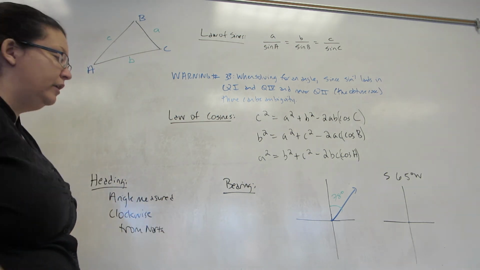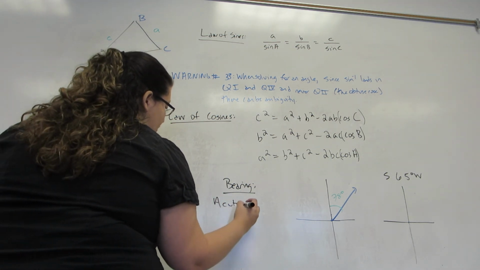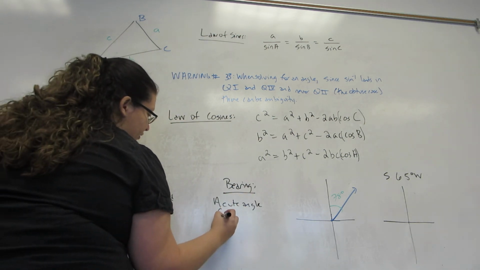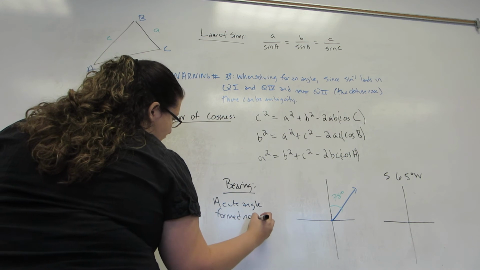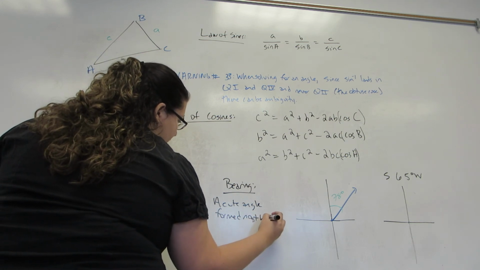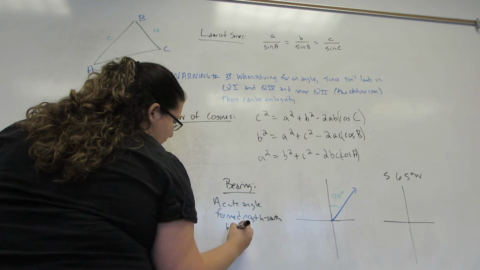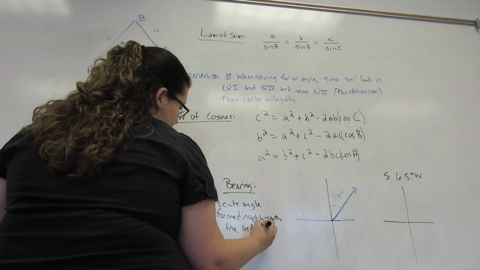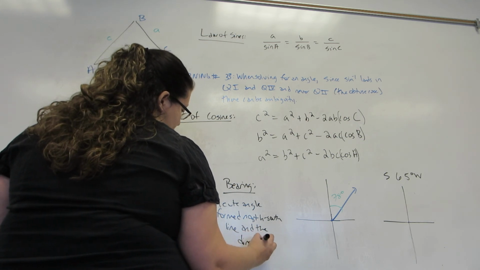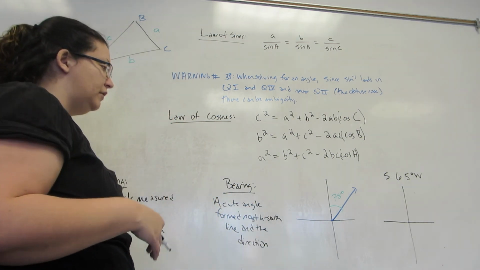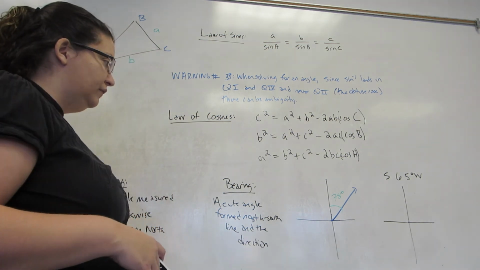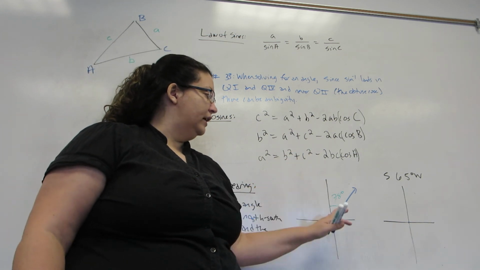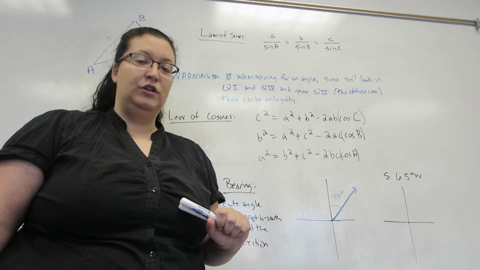A bearing is an acute angle, meaning an angle between 0 and 90 degrees, formed by the north-south line and the line of direction. This one is a little bit more confusing to begin with, so I have two examples over here. First of all, this is illustrating a bearing. We have the north-south line, the line of direction, and we have the acute angle between them.